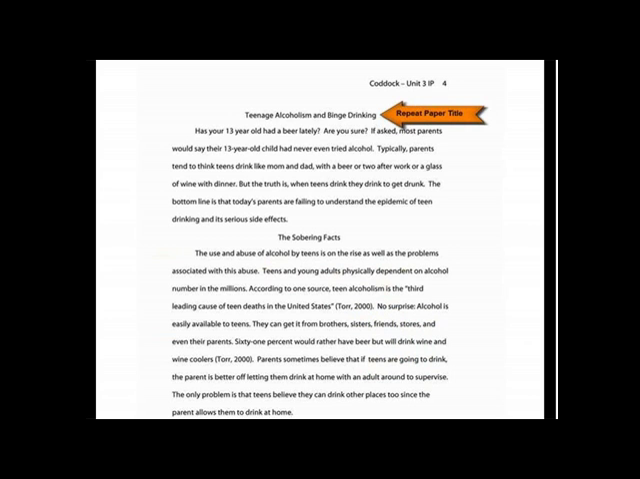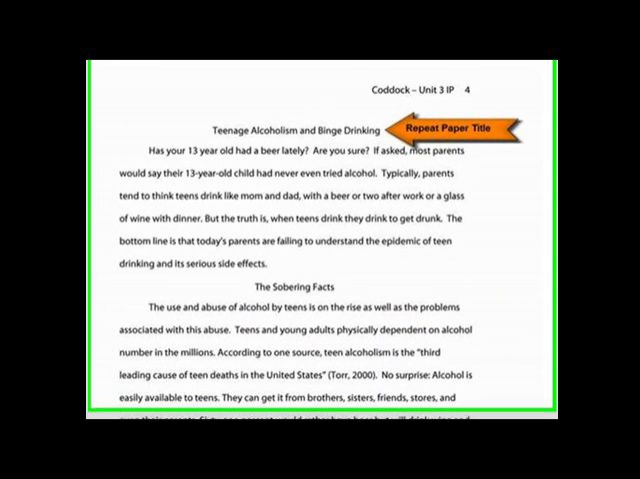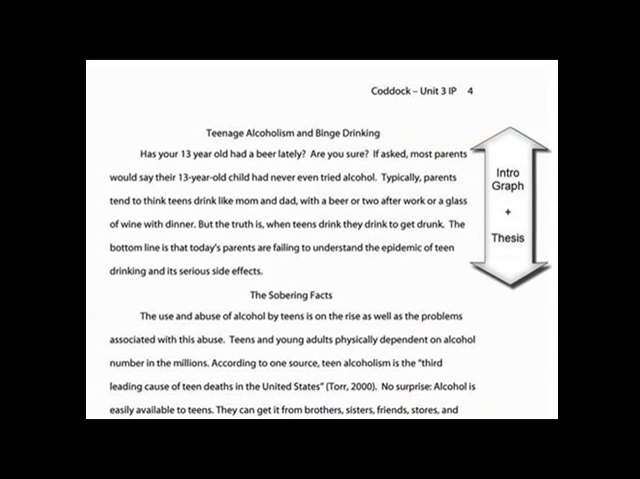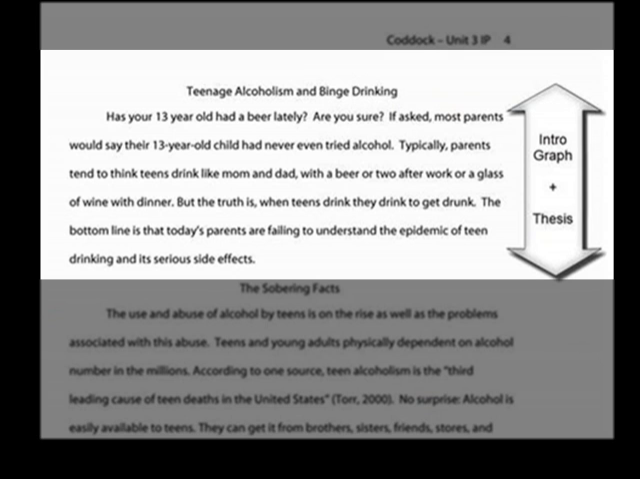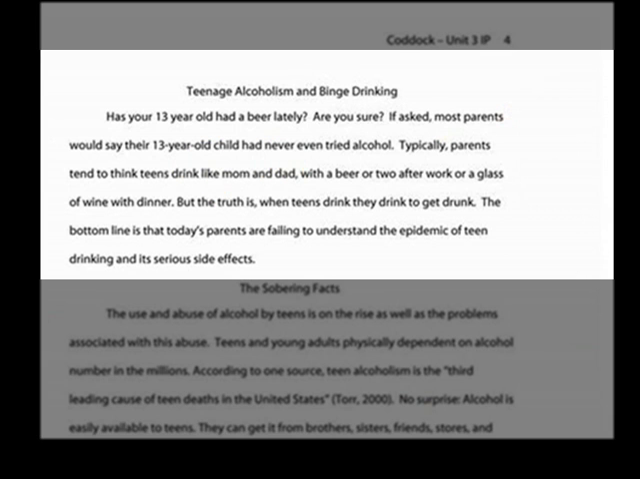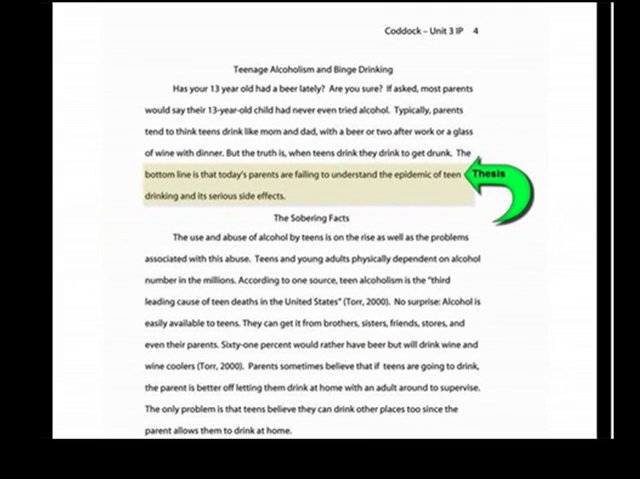On the first body page, you simply repeat that title again, and boom, there comes your introductory paragraph. Let's read it. Has your 13-year-old had a beer lately? Are you sure? If asked, most parents would say their 13-year-old child had never even tried alcohol. Typically, good transition, parents tend to think teens drink like mom and dad with a beer or two after work or a glass of wine with dinner. But the truth is, when teens drink, they drink to get drunk. Thesis. The bottom line is that today's parents are failing to understand the epidemic of teen drinking and its serious side effects. So there's your perfect introduction.